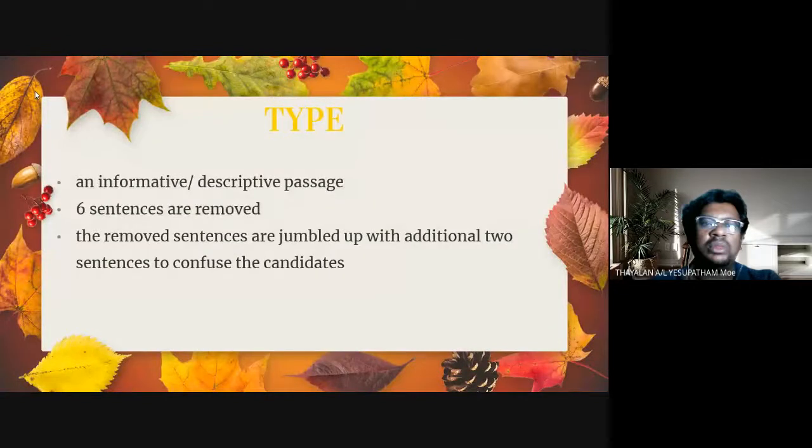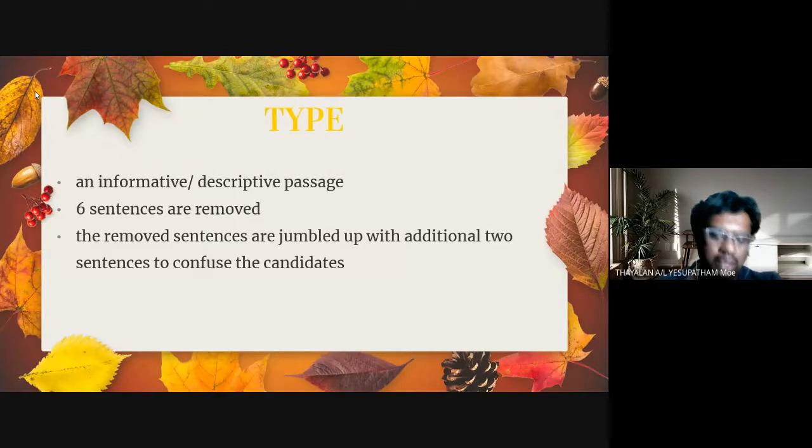Now, the type of the question. It is an informative or a descriptive passage. Six sentences are removed. The removed sentences are jumbled up with an additional 2 sentences to confuse the candidates, to make it more complicated. Which means you have a passage, and from within the passage, 6 sentences are removed and jumbled up beneath the text with an additional 2 sentences.